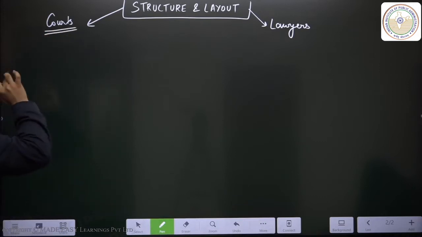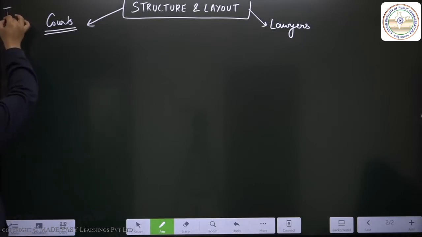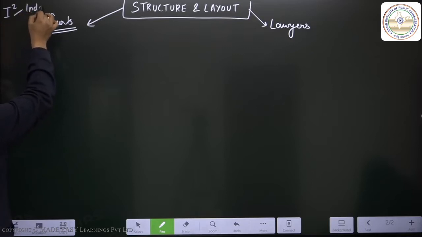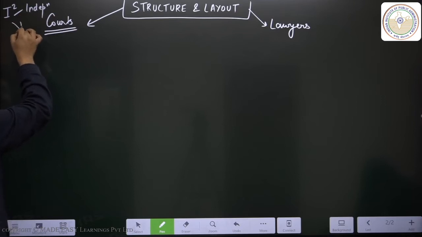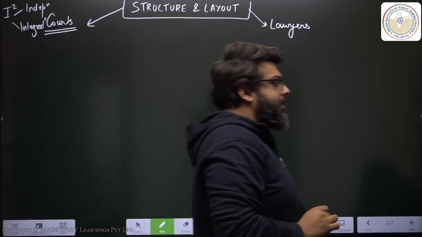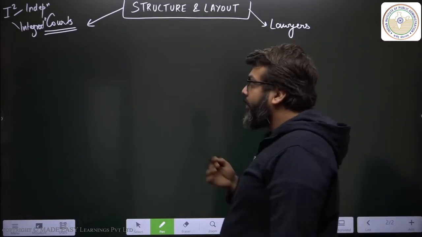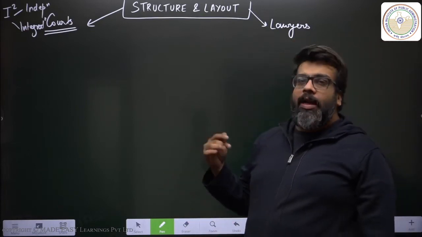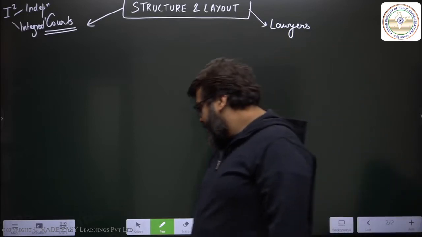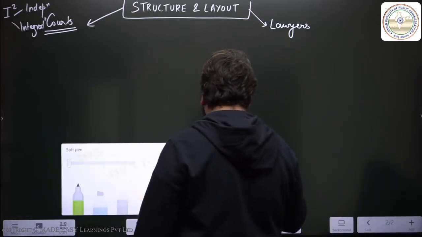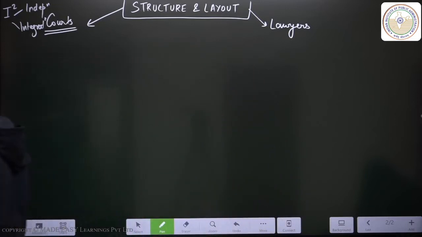As far as the courts are concerned, we use two I's to explain the system, wherein we say A, it is independent, and B, it is integrated. Now, how are they independent and why are they independent, and how are they integrated and why are they integrated? We'll come to that in just a few minutes. So let us start. When we look at the structure of the judiciary per se as a whole, what do we understand?